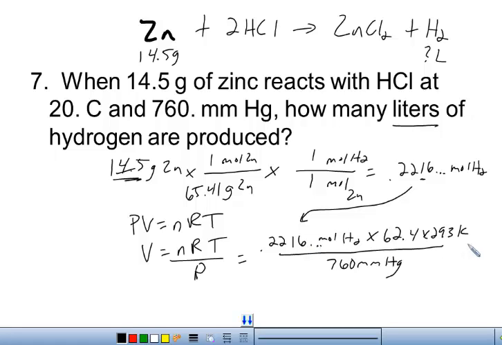So I have 3 sig figs everywhere. As I put that into my calculator, my answer ends up being 7.59 liters. Check that. Bad answer key. The answer is 5.33 liters.